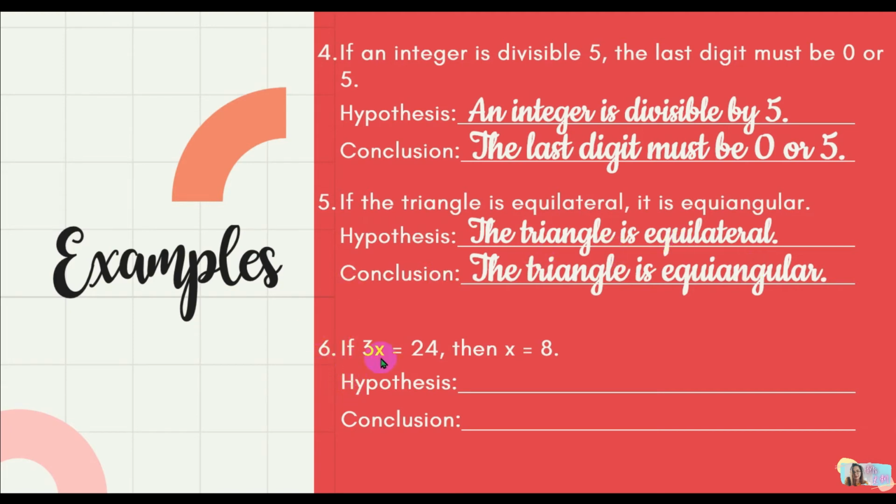Then, for number 6, last example, if 3x is equals to 24, then x is equals to 8. So, hypothesis, again, it is the clause that follows the if word. So, 3x is equals to 24. Then, for our conclusion, we have the clause that comes after the word then. So, we have x is equals to 8. So, these are some of the examples of conditional statements in the if-then form.